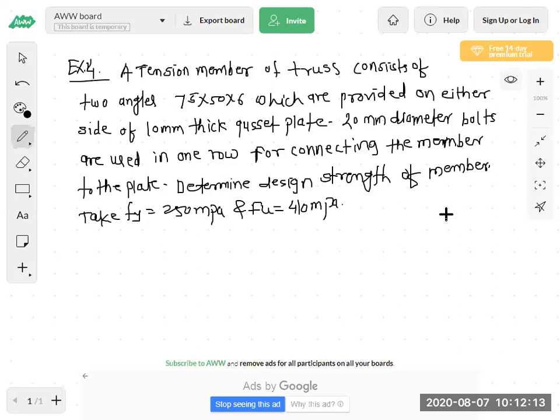Okay, so they have told us two angles, 75 by 50 by 6, which are provided on either side of 10 mm thick gusset plate. Either side it means this is the gusset plate.